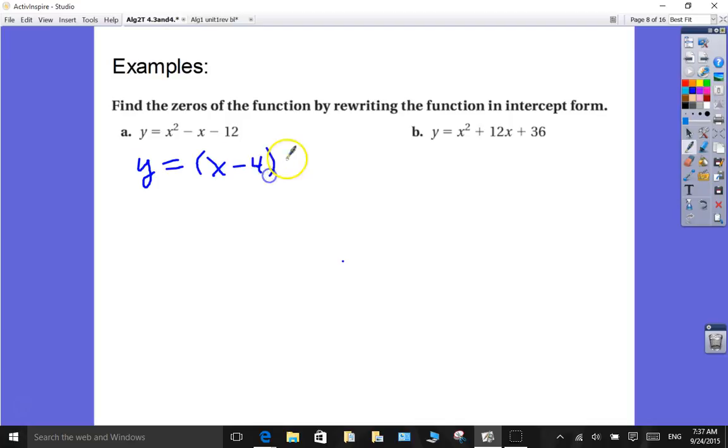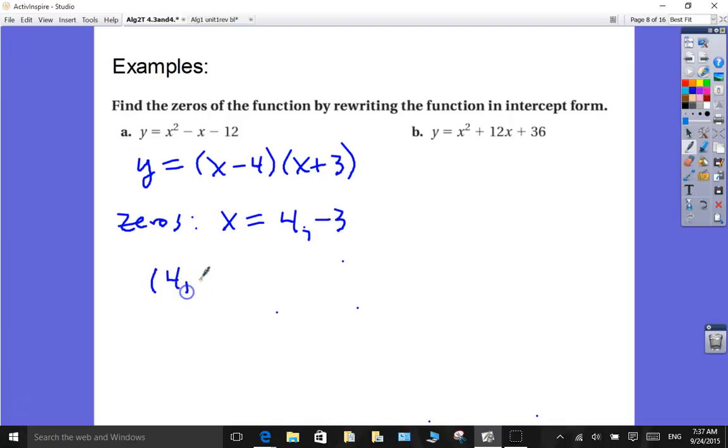X minus 4, x plus 3, right? So the zeros are x equals 4 and negative 3. Now, you shouldn't be confused if they present it like this: 4, comma 0, negative 3, comma 0. Yeah, the y-coordinate is 0, so that's fair.